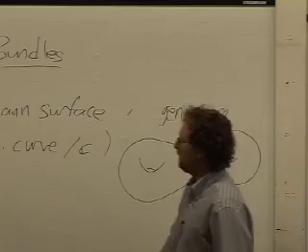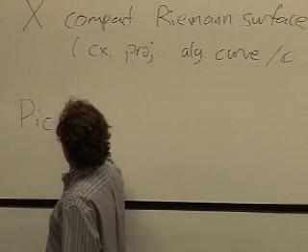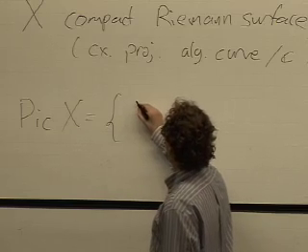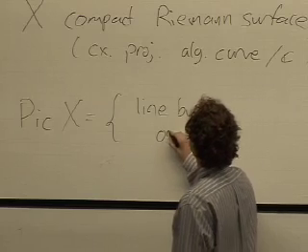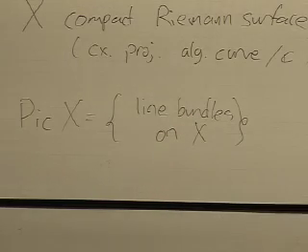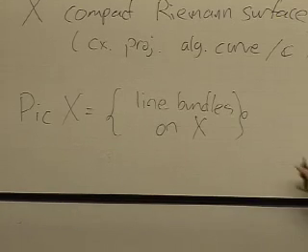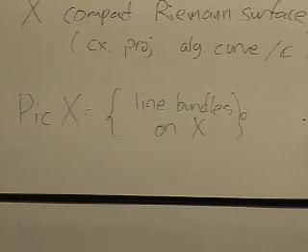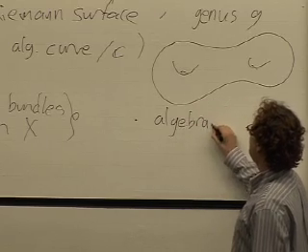The first object I'd like to discuss is the Picard group. Pic X is the collection of holomorphic line bundles on X. So this is going to be our first object of study. What kind of structures does this thing have? First of all, it's a set. We can look at the set of isomorphism classes of line bundles. But in fact, it has a natural structure of an algebraic variety or a complex manifold.